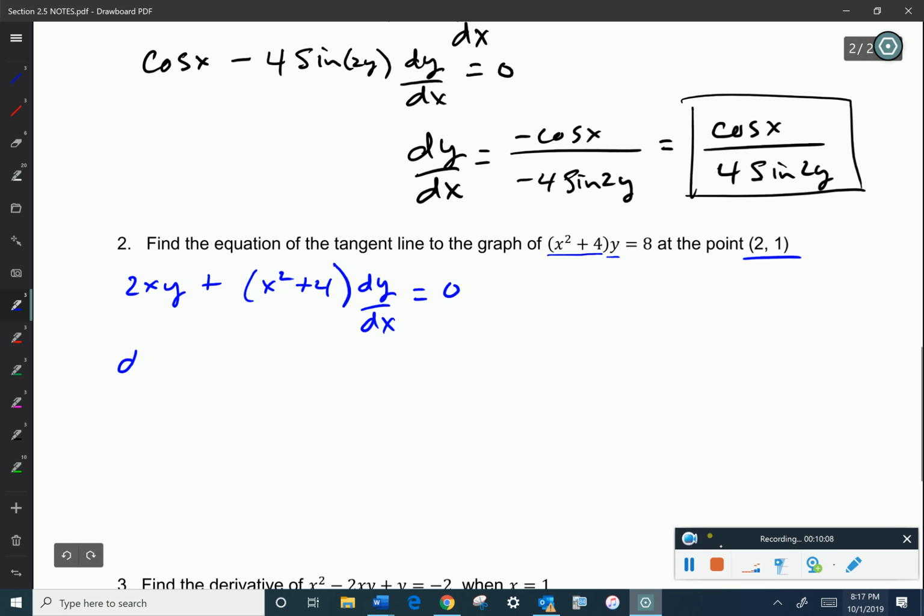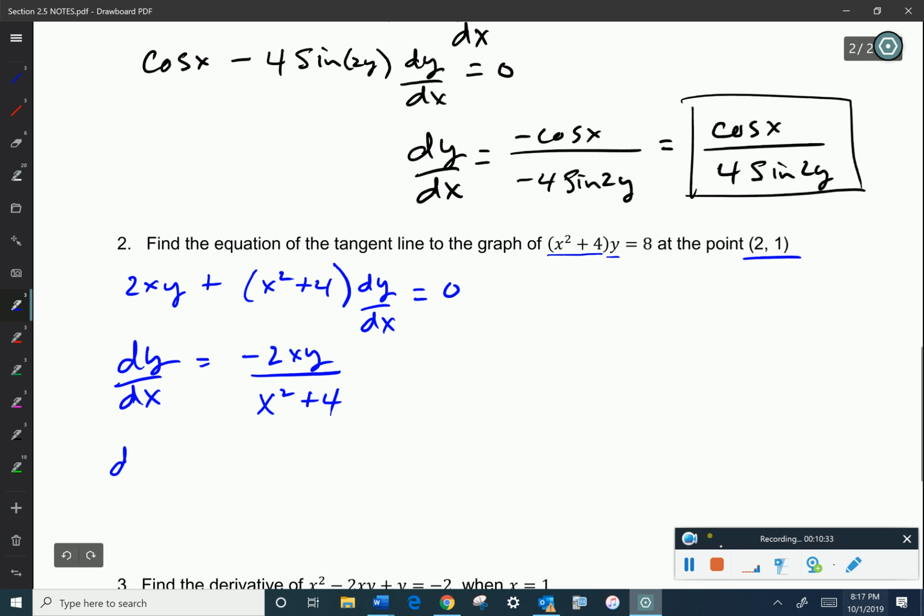So if I want to solve for dy dx, I'm going to subtract the 2xy, and at the same time divide by x squared plus 4. So there's my derivative. And remember, I need the derivative at this point. Well, in the past, all we've needed was the x value, right? But now our derivative could have a y in it. So I'm going to need both the x and the y.